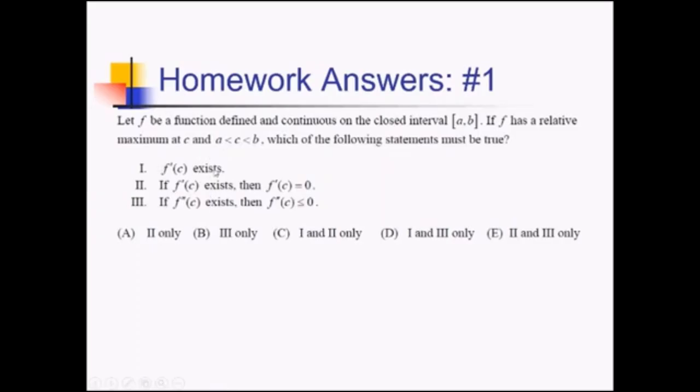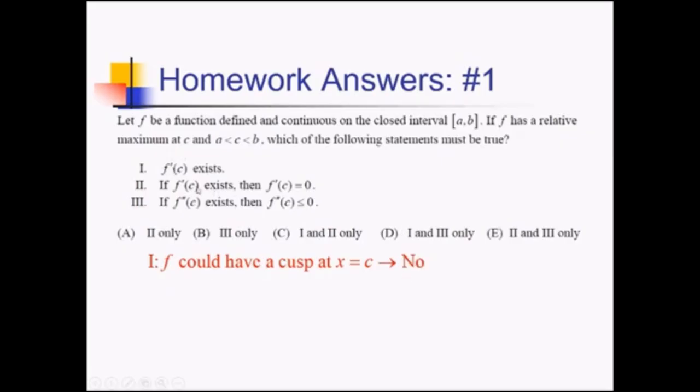So f prime of c exists. Well, if we have a relative max, then this is certainly one possibility, that the derivative exists, and moreover that it's zero. Another possibility, though, is that f prime of c does not exist. For example, if we had a cusp. So you could have a cusp at x equals c, which would also give you a relative max. So statement 1 does not have to be true.